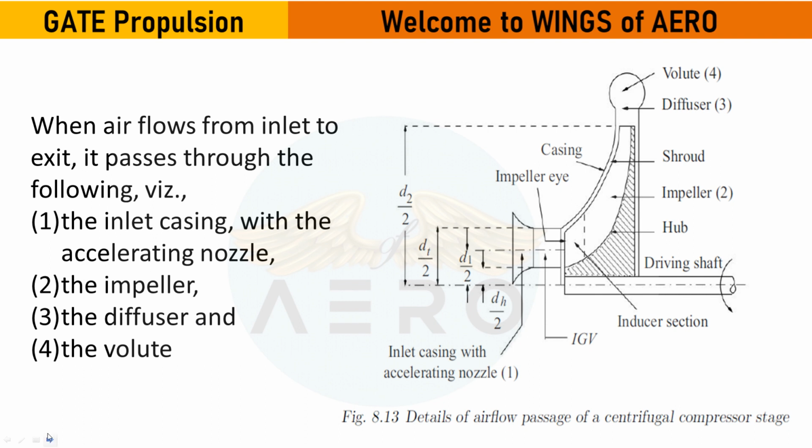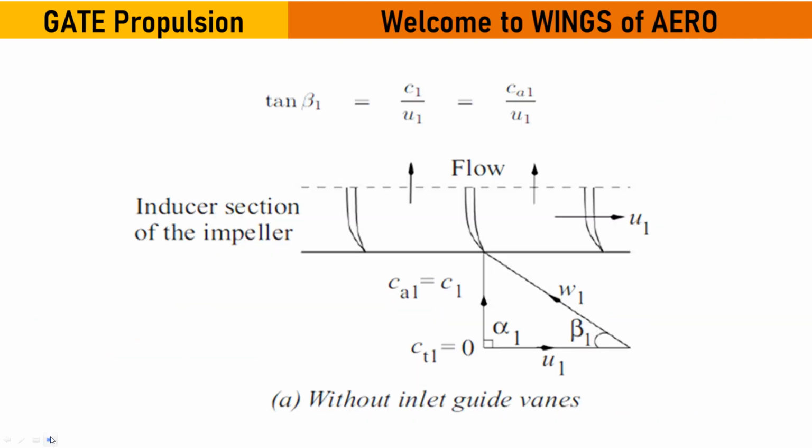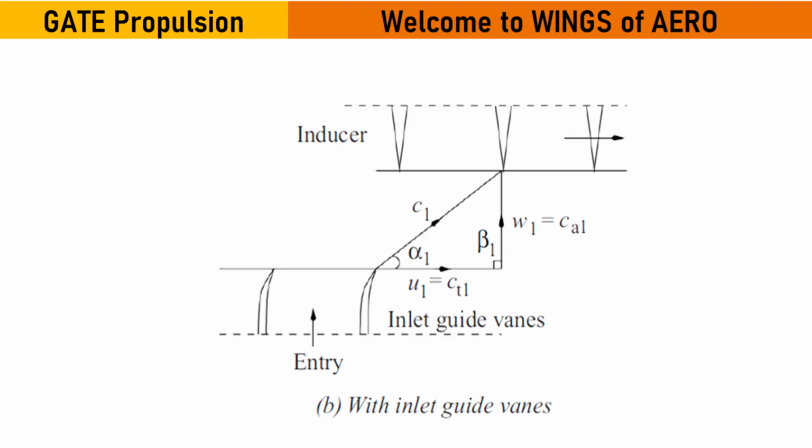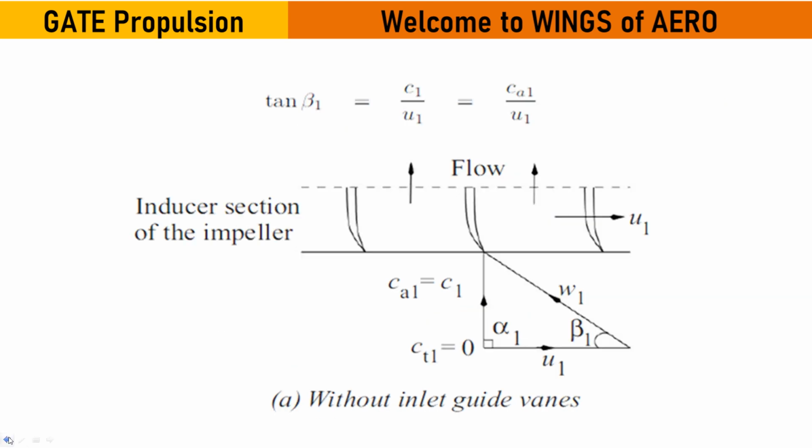Now coming to the two important cases. One is without inlet guide vane, and one is with inlet guide vane. We are going to see these two cases. Before getting started with the inlet guide vane, let's have a general recap of our velocity triangle at the inlet. So what we have seen is the velocity triangle.